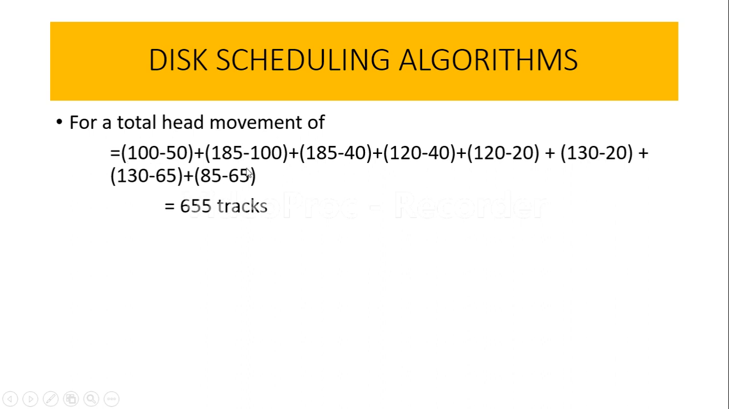Once you calculate this value, you get a total of 655 tracks. That means the total movement of the read write head to process the IO requests was 655. This type of first come first serve disk scheduling algorithm can be used for small loads on the disk. But the major drawback is that whenever there is a large amount of head movement, it will decrease the throughput. So this type of scheduling algorithm can be used for small loads on the disk.